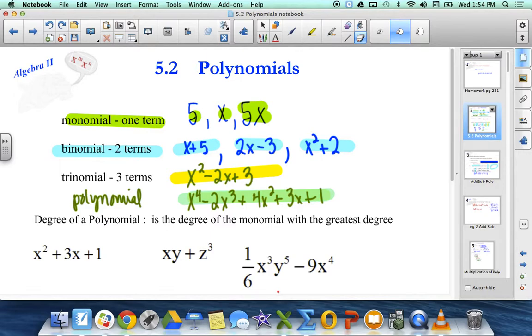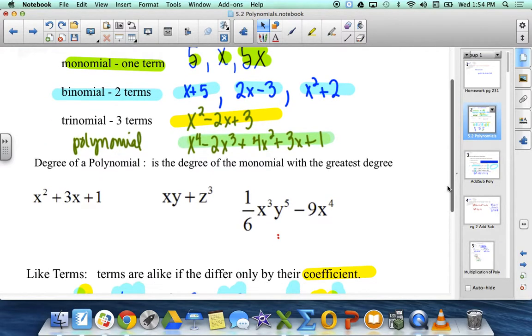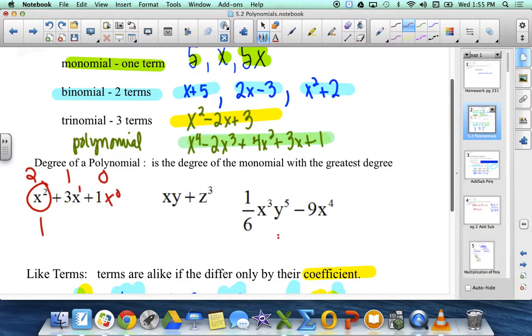the degree is the degree of the monomial with the greatest degree. So let's talk about that. Alright, so the degree of this monomial is 2, the degree of this monomial is 1, and this is 0. So the degree of this polynomial is 2. The degree of this is 2. The degree of that is 3. So the degree is the largest one, which is 3.